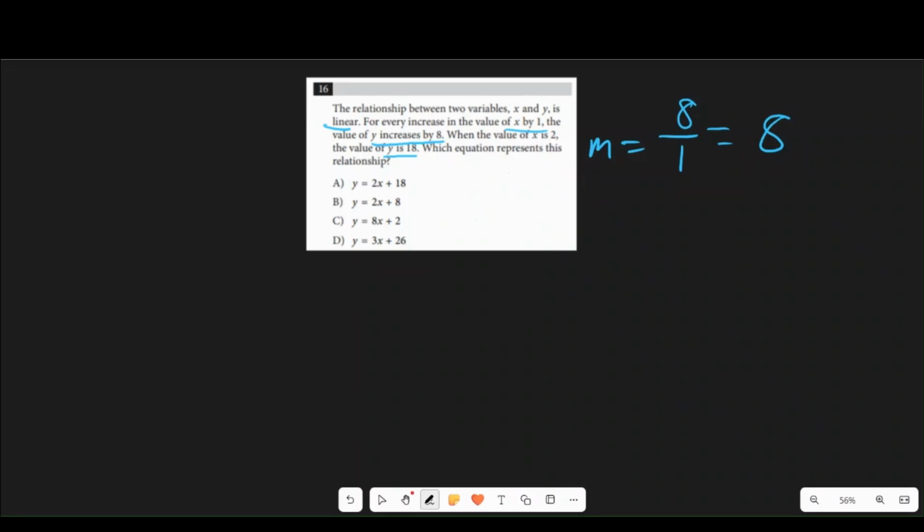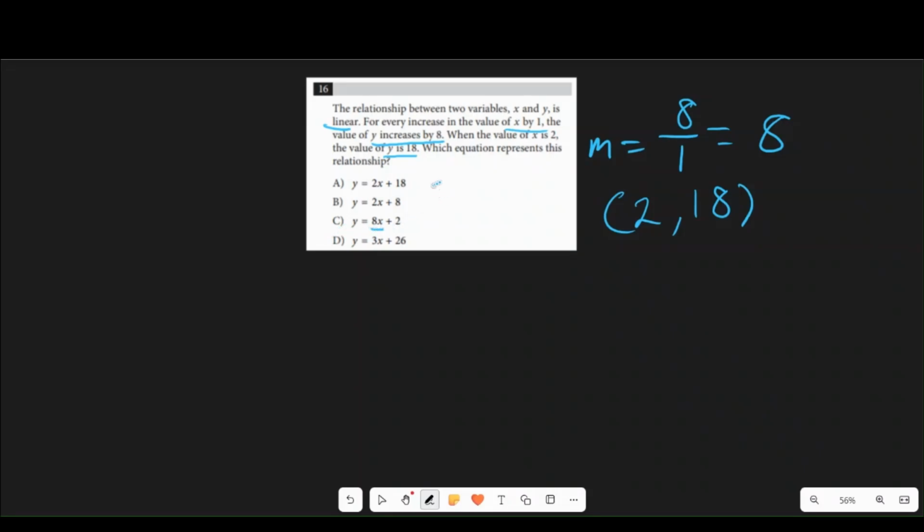And then they also gave us a point too. They said when the value of x is 2, the value of y is 18. So that also gives us one point on this line. But we really don't need that information, because just by looking at all the answer choices, we can see that only one has a slope of 8, right?